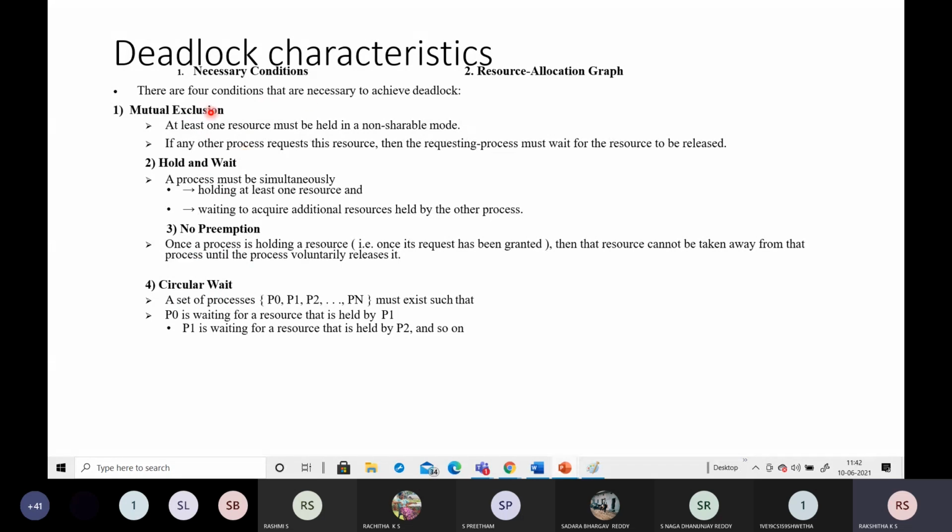Take down the heading Deadlock Characteristics. First, the necessary conditions, followed by the resource allocation graph. There are four conditions that are necessary to achieve deadlock. The first one is mutual exclusion.